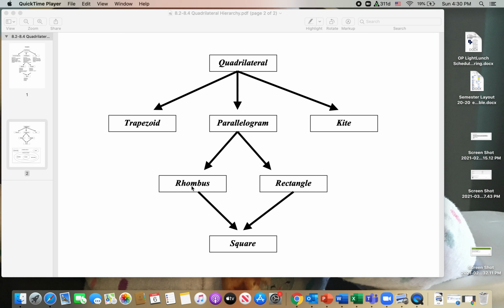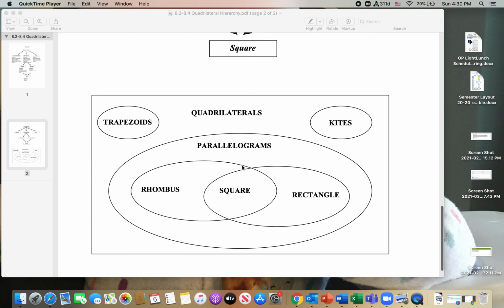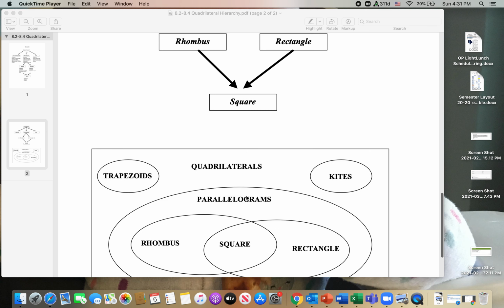A rhombus is a parallelogram, a rectangle is a parallelogram, and then a square is a rhombus, a square is a rectangle, a square is a parallelogram. Another visual: we looked at the quadrilaterals, then we looked at kites, no sides parallel, trapezoids, one pair of sides parallel, then we looked at parallelograms, both pairs of sides parallel, and now we're looking at special parallelograms, the rhombus, the rectangle, and the square.